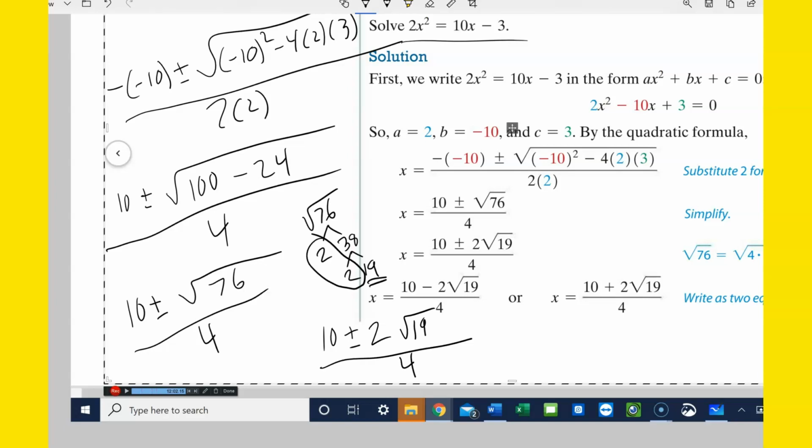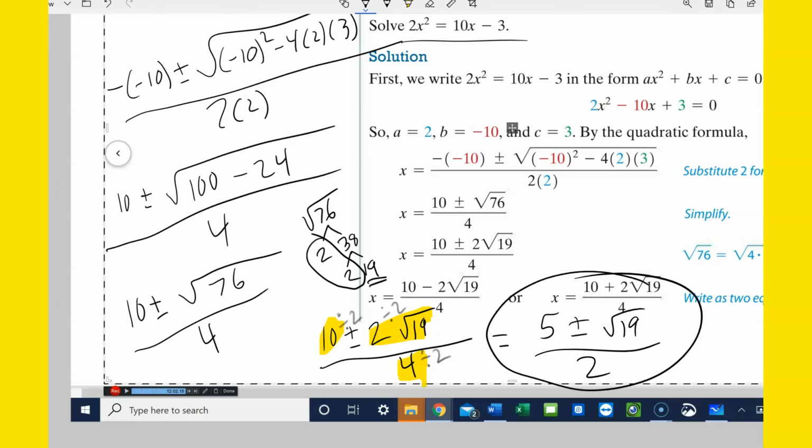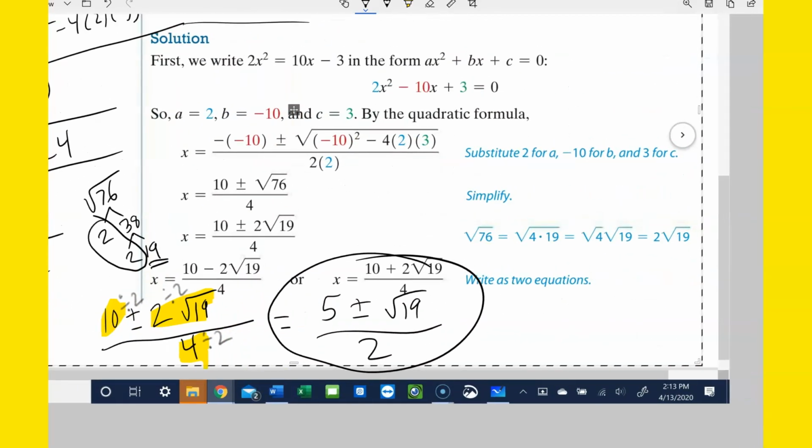And now, each one of these terms, the 10, the 2 root 19, and the 4, can all divide by the same number. So I need to do that to reduce my answer, to put it in simplest terms. What will they all divide by? They will all divide by 2. So I'm going to divide them all by 2. And that's going to leave me with what answer? 5 plus or minus 1 root 19, or just root 19, over 2. And this is my final answer in its simplest terms.